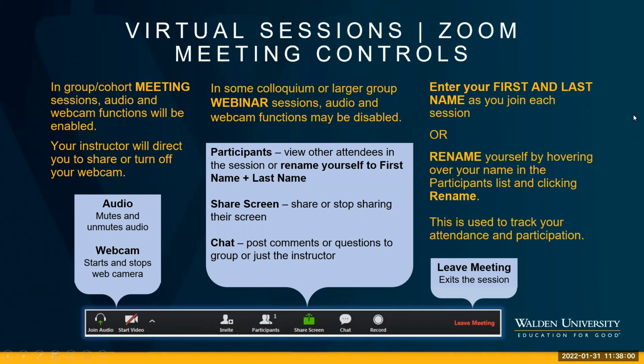Also on your toolbar, you will see a participants button. If you click on that button, you will see all other attendees in the session. This is also where you can rename yourself to first name plus last name. You will hover over your name in that participants list and click on rename. Remember that your instructor will be taking attendance based on how your name appears in the participants list. So be sure that you are listed as first name and last name and no nicknames.